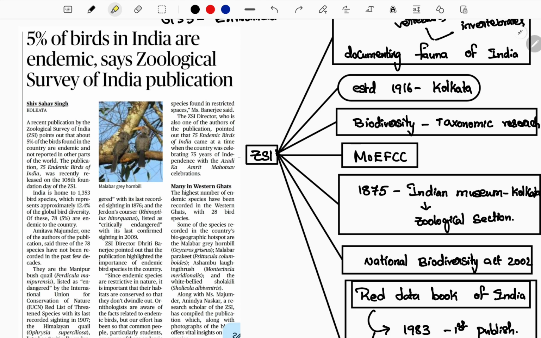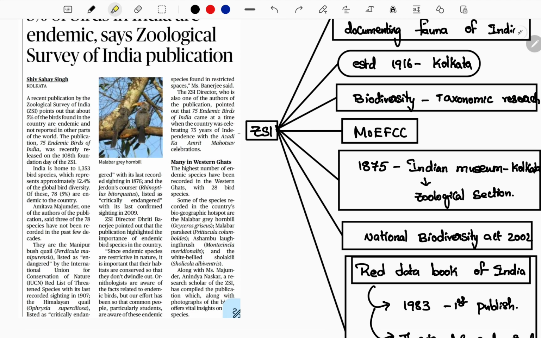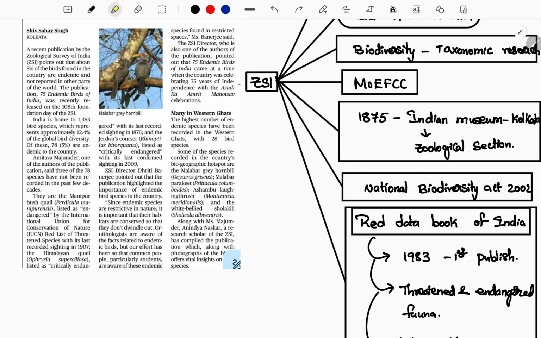And next, Zoological Survey of India is working on biodiversity and also on taxonomical research in India. It works under the Ministry of Environment, Forest and Climate Change. And how it started: in the initial days, 1875, the Indian Museum, Kolkata, had its own section called the Zoological Section. Part of that section, this Zoological Survey of India was established. And now it is functioning under the National Biodiversity Act 2002.